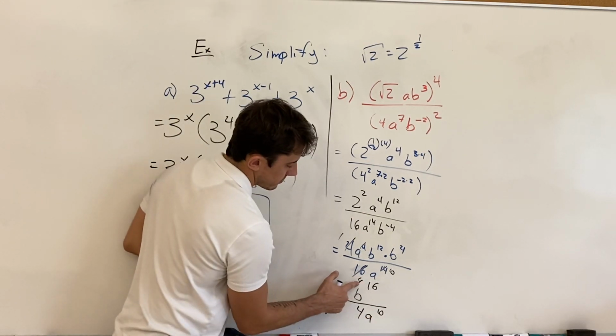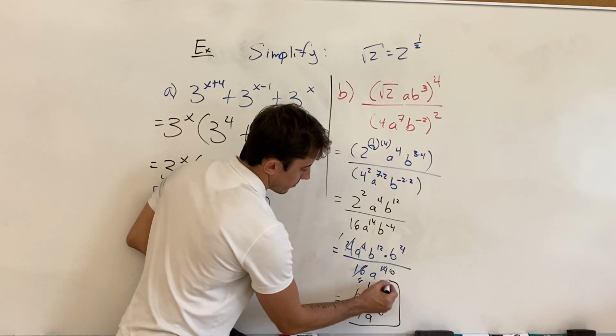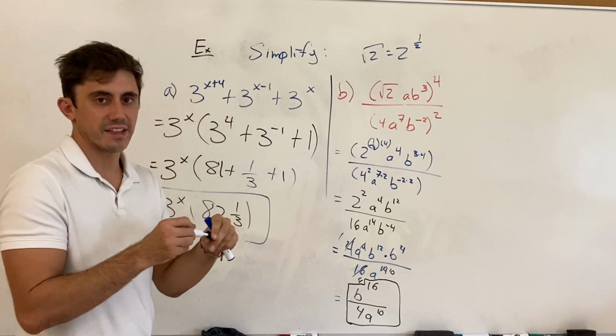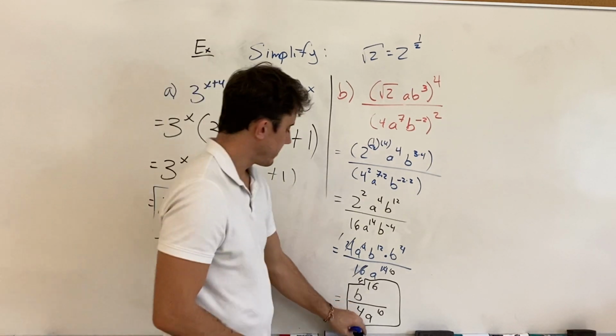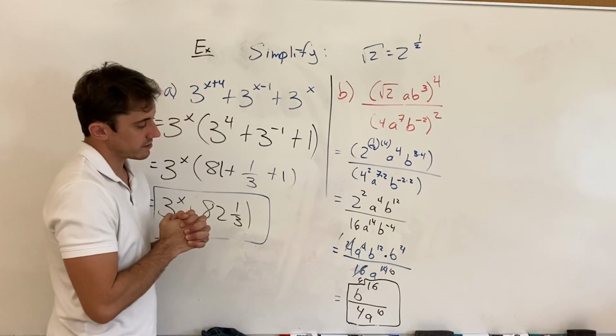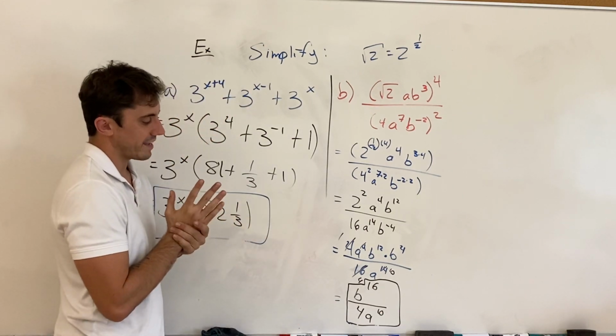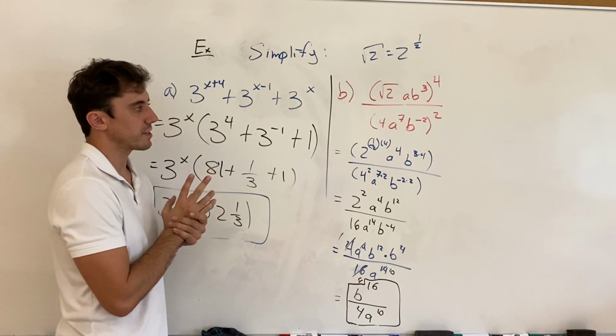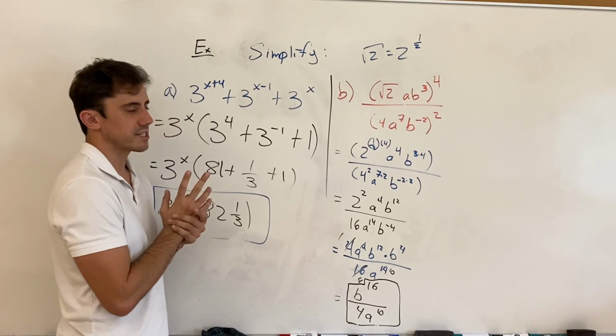And so let's clean that up a little bit. Apologies for having that look a little bit messy, but there is our simplified expression. We get b to the 16 in the numerator over 4a to the 10. Again, just using our basic exponent rules, just putting them all together in a bit messier fashion.